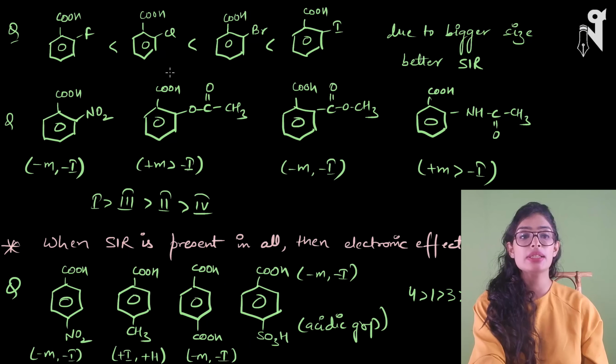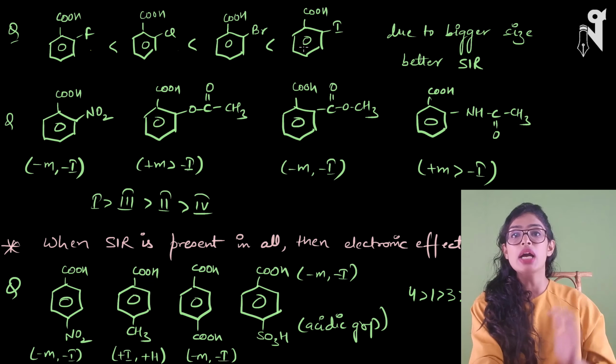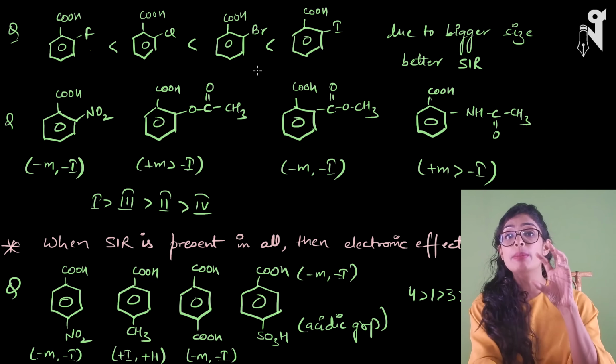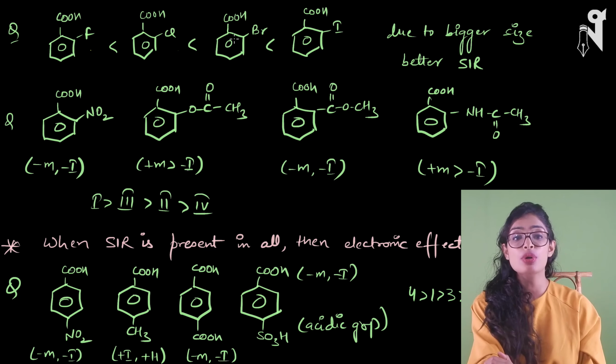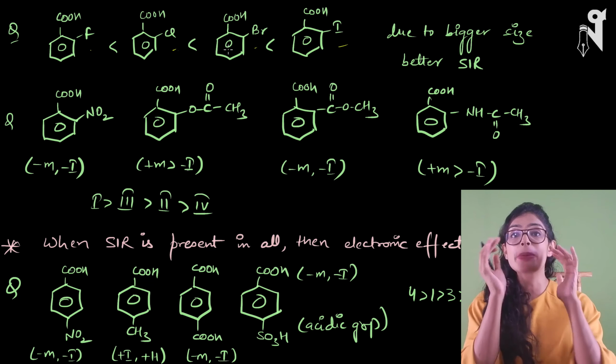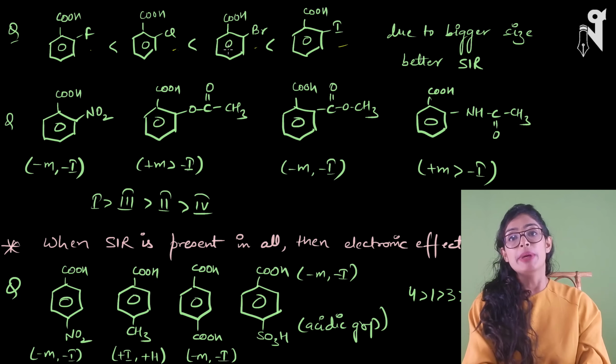Similarly, let's quickly look at these questions also. I have fluorine here, chlorine here, bromine here, iodine here. In all the cases, SIR will be working, right? So we can't say that SIR is not working, but bigger the atom is, better will be the SIR impact. So even though all the four groups are participating in the SIR and making COOH more acidic, bigger the atom is, better will be the SIR.